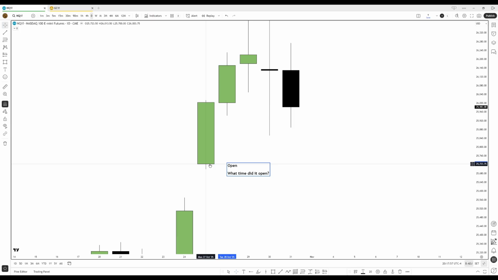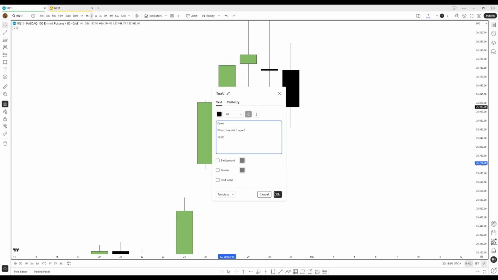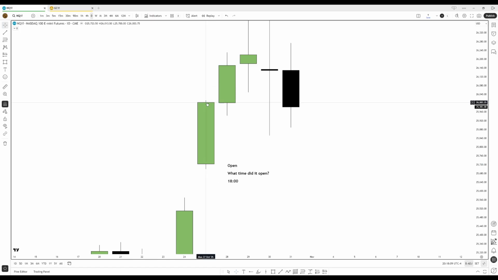Yeah, 1800. Exactly. It opened at 1800. So we opened the price at 1800. Okay, so what time did this close over here at the top? 17. Okay, perfect. Yeah, it closed at 17, right?